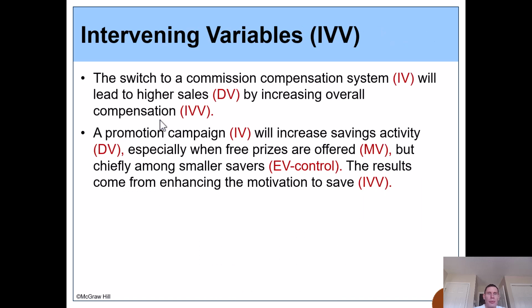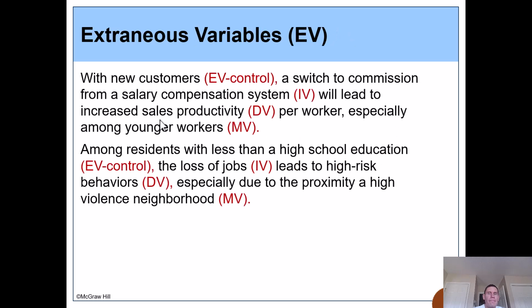These are just examples. The switch to a commission compensation system, which is the IV, will lead to higher sales, the DV, by increasing overall compensation, which is the IVV. A promotion campaign, the IV, will increase savings activity, the DV, especially when free prizes are offered, which is the MV, but chiefly among smaller savers, and that's our control, EV. The results come from enhancing the motivation to save, which again would be the IVV.